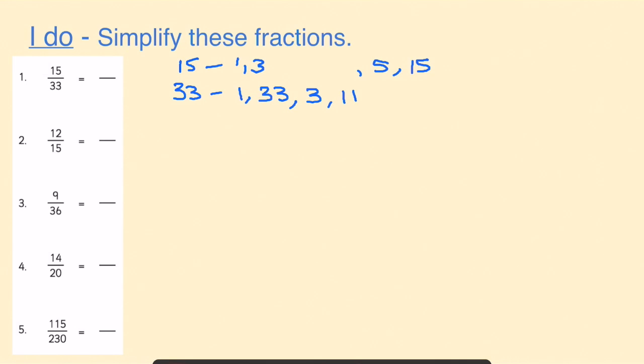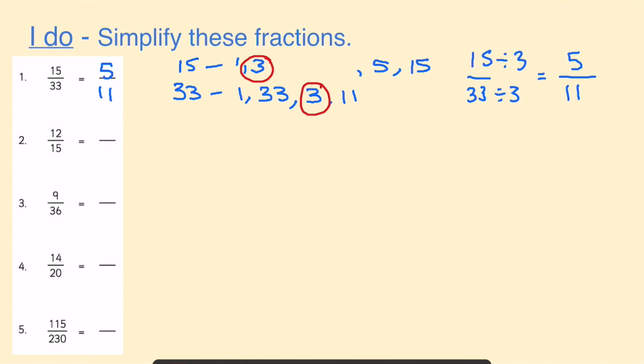So then I'm going to pick the highest common factor. There's only 2 common factors, 1 and 3. 1's not going to help me, so 3 is the highest common factor. Then I'm going to work out what 15 divided by 3 is, and what 33 divided by 3 is, and that's going to give me my simplified fraction. 15 divided by 3 is 5, and 33 divided by 3 is 11. So the simplified version of that fraction is 5/11.